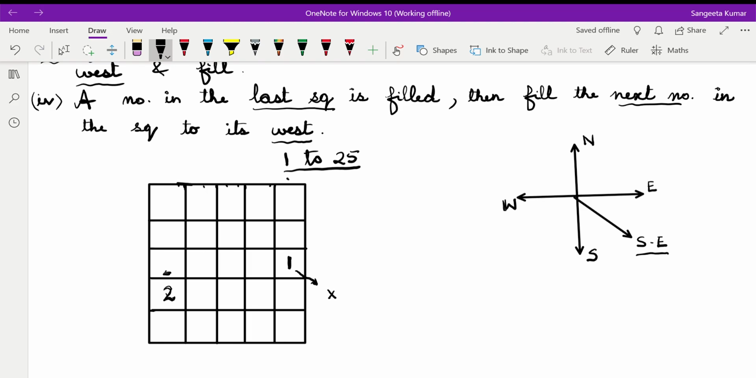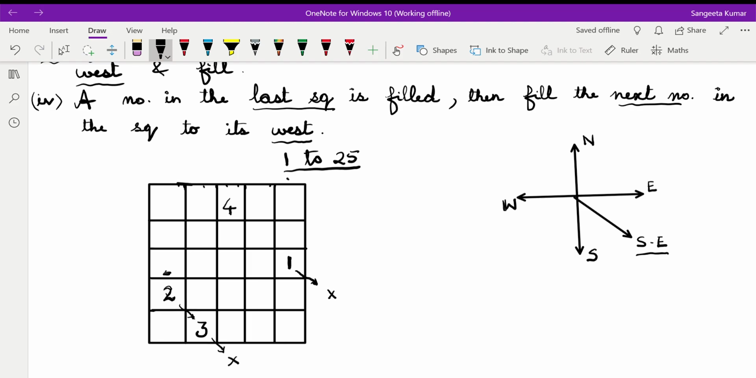Please remember, whenever we go outside the grid, we must always fill the number in the square at the opposite end. Now again we move to the southeast direction for filling the next number. So 3 will come here. Again southeast, we cannot fill it here, so we'll move just to the opposite. So 4 will come here.